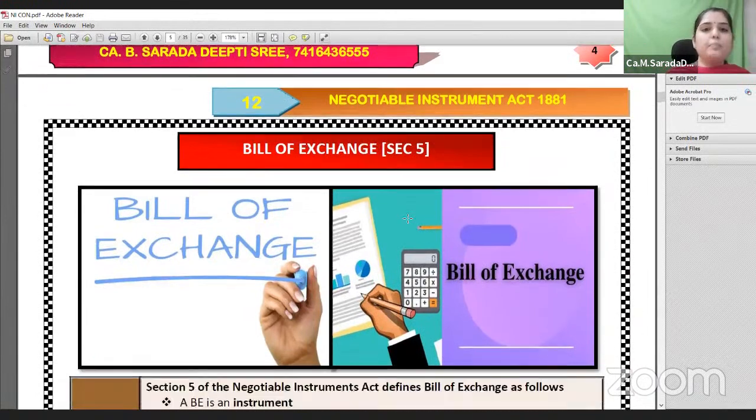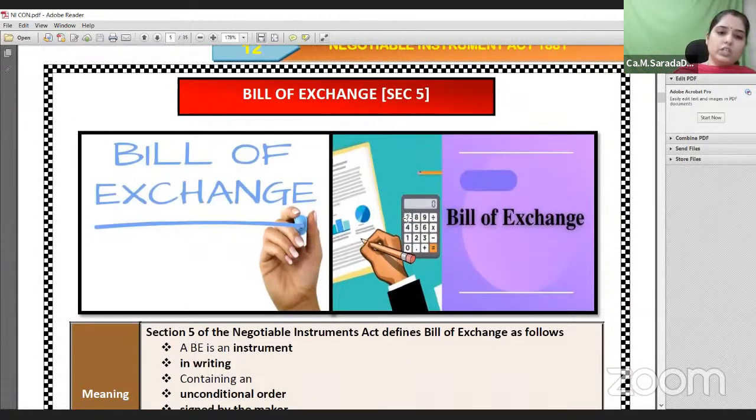Now let us come to the bill of exchange under Section 5. Until now, we have seen the promissory note. For the promissory note there are two parties, maker and payee. Maker is the debtor who borrows the money. Payee is the creditor who gives the money.